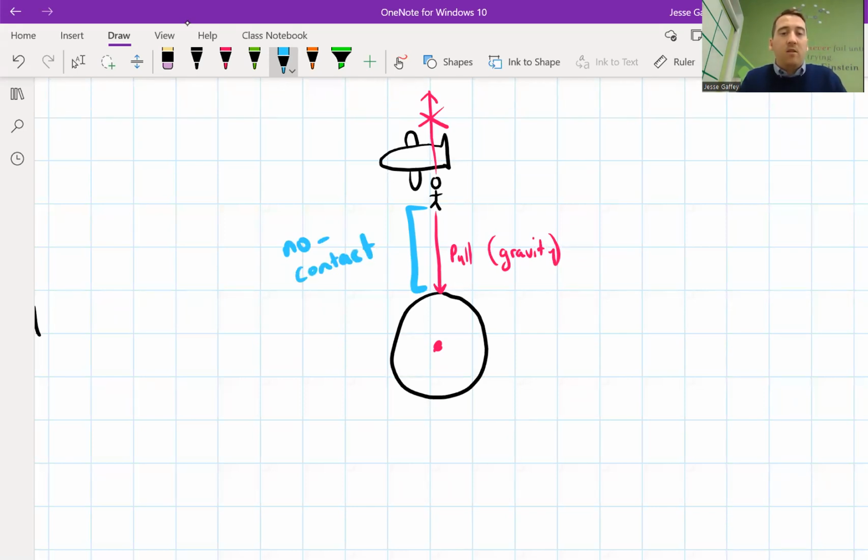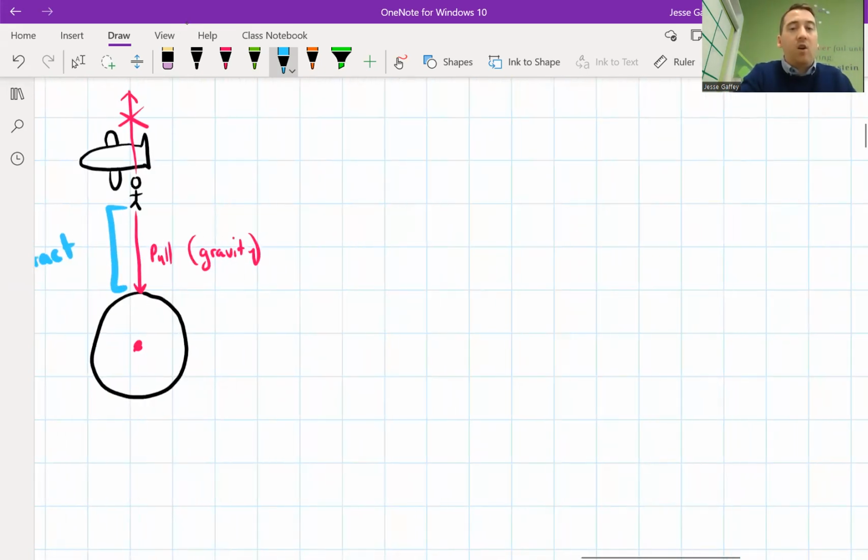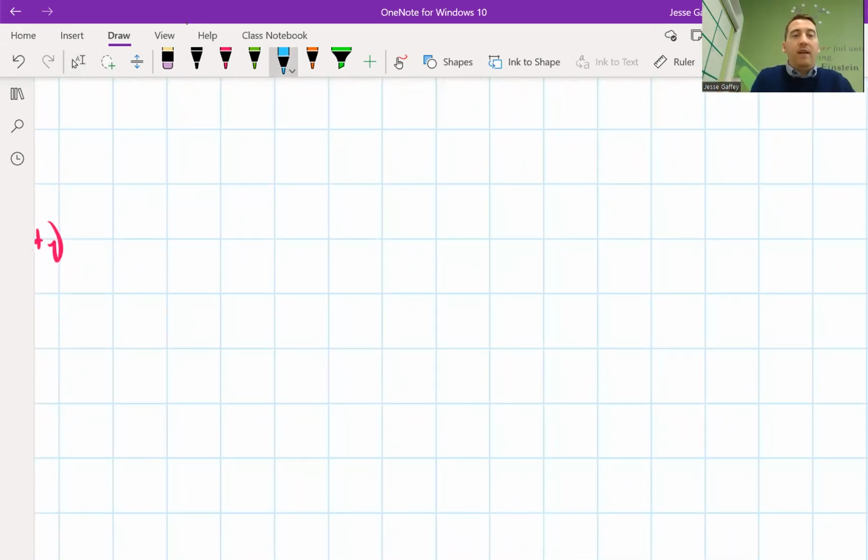So that means the force is not being applied here. Okay, it's not being applied because there's nothing applying it. There's no contact being made between you and the thing that's causing the force. So let's have a look at some of these then. So we've got non-applied forces, and these are ones where there's no contact.